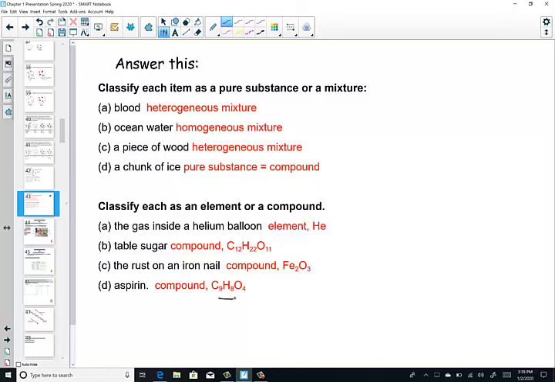So you can see up above, we classified blood as hetero, ocean water homo, piece of wood hetero, all mixtures, and the only pure substance was the compound, a solid piece of ice. And in the second, we categorized helium as an element, table sugar as a compound, iron nail that's been rusted is also a compound, as is aspirin, all different elements bonded together.